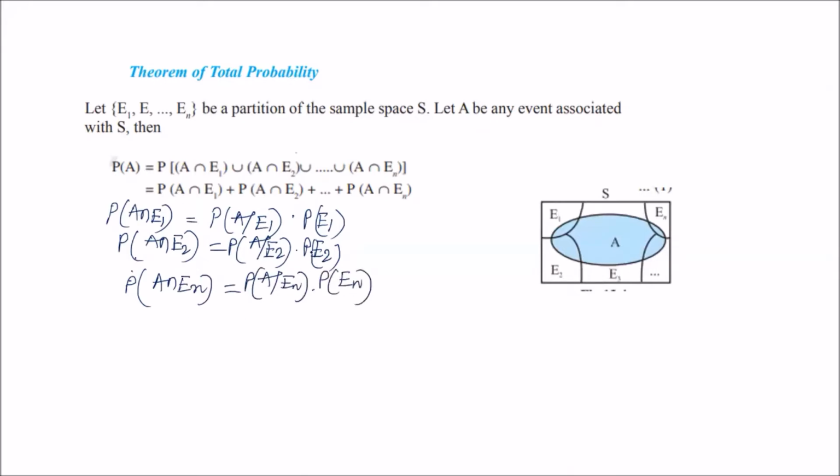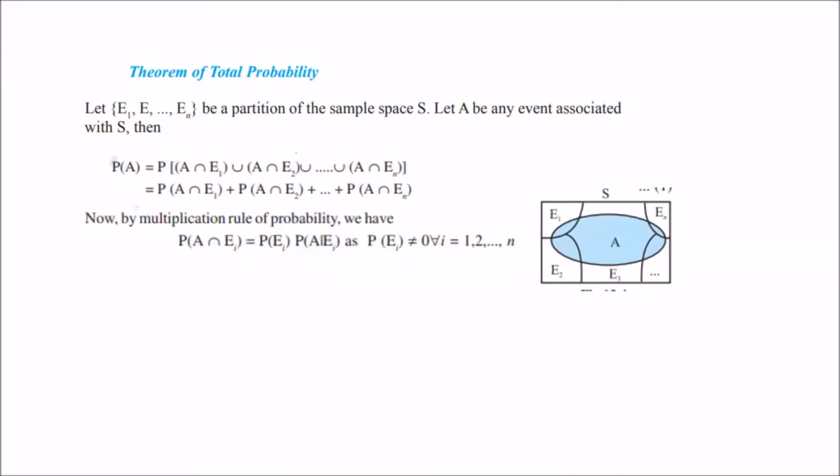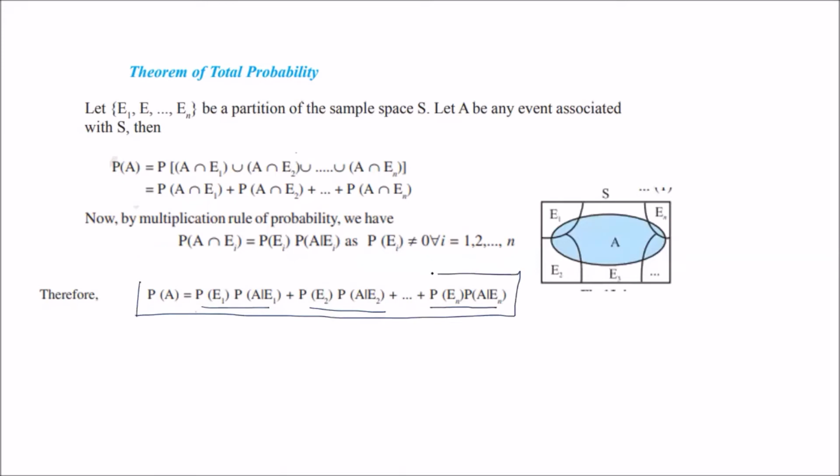So we can replace all these terms by what we have written here. So what will P(A) be? P(A) will be P(E1) times P(A given E1), plus P(E2) times P(A given E2), up to En. So this is the probability of A, or we call it the total probability of the event A.